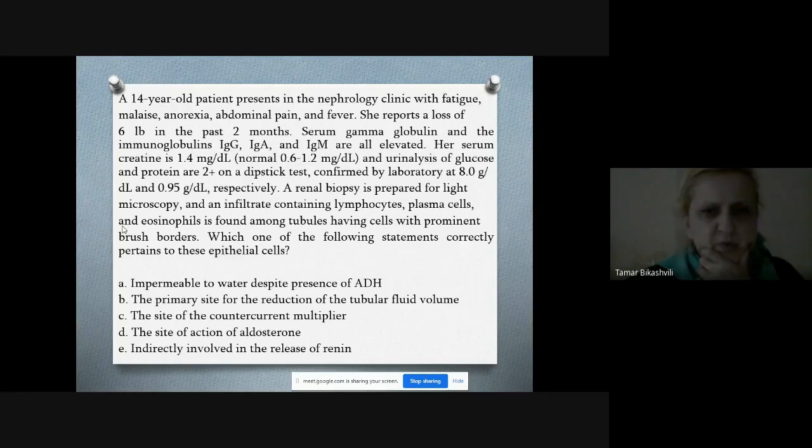The very important thing here is they are found among tubules having cells with prominent brush borders. Which one of the following statements correctly pertains to these epithelial cells?